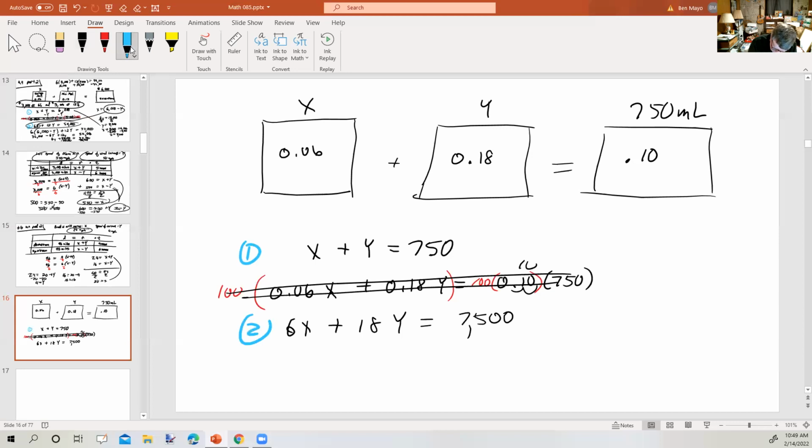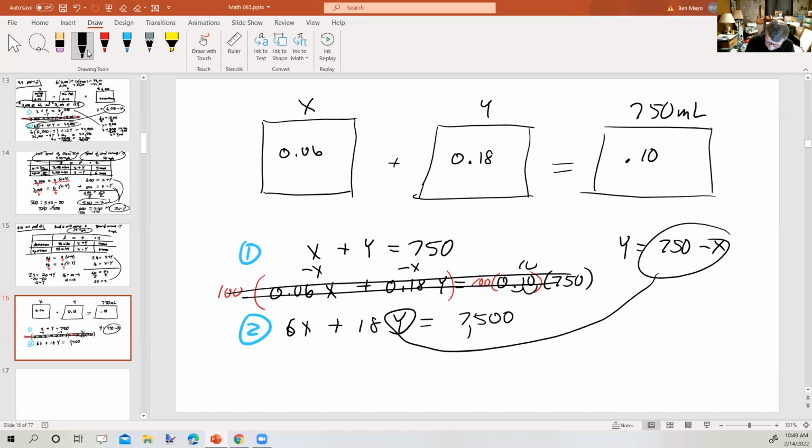Okay, so now I'm going to use these two equations. I'm going to take the top one and solve it. We solved the last one for x. Let's solve this one for y. So I'll subtract x from both sides. y equals 750 minus x. All of that's going to go in the place of y down here. 6x plus 18 times (750 minus x) equals 7,500.